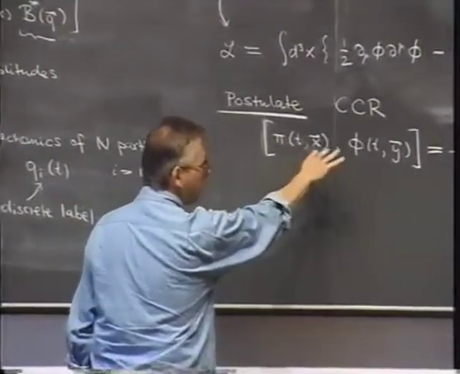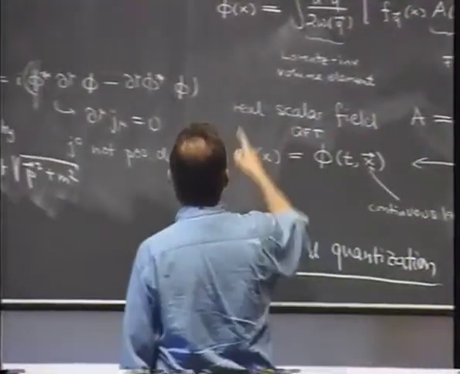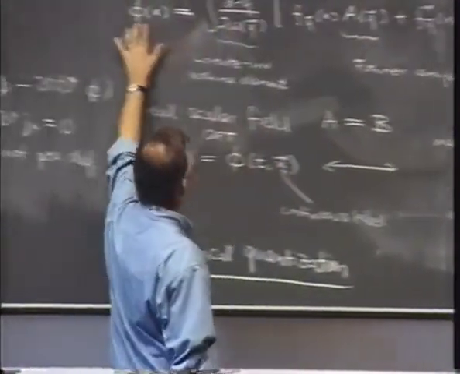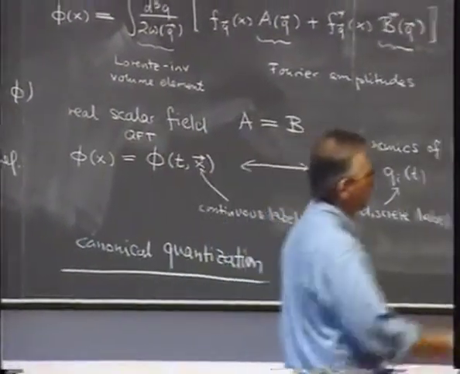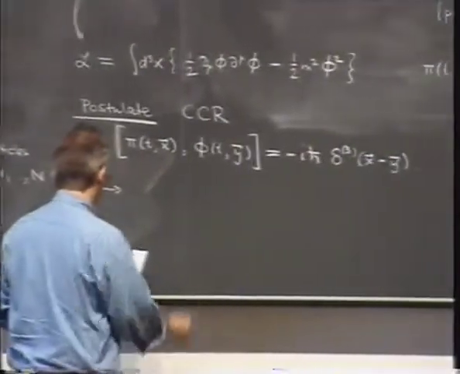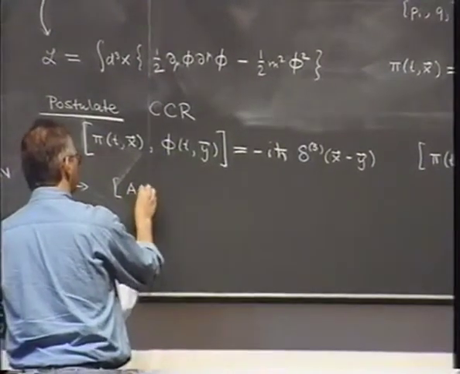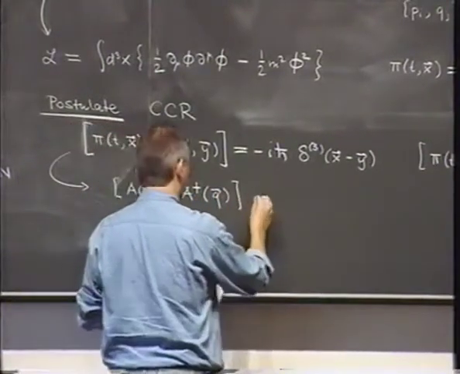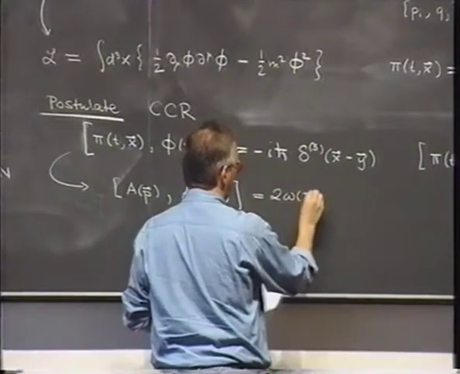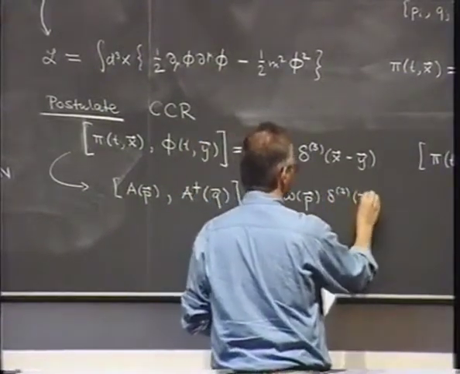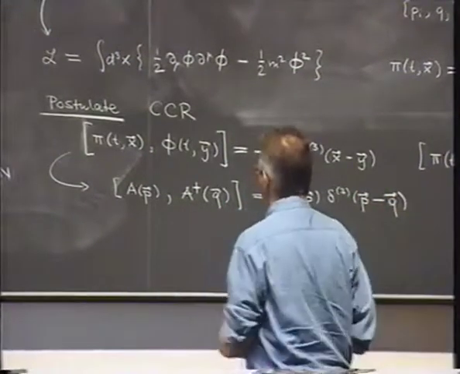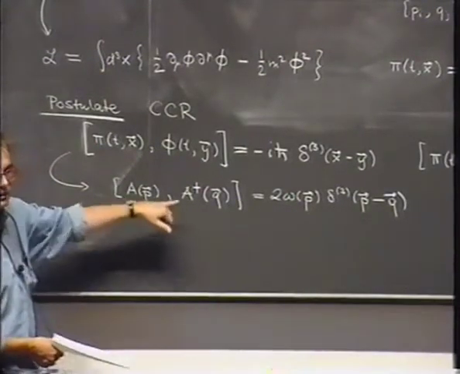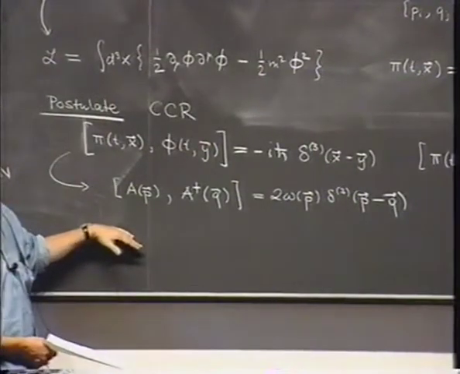Well, given this, we can now work through all this. In particular, we'll have to use the formulas expressing A's in terms of phi's. But then you can show that this eventually implies the following relations, namely A(P) with A dagger(Q) equals 2 omega(P) delta^3(P minus Q). And there are others. A with A and A dagger with A dagger are equal to 0. You have a similar set of relations for the B's.